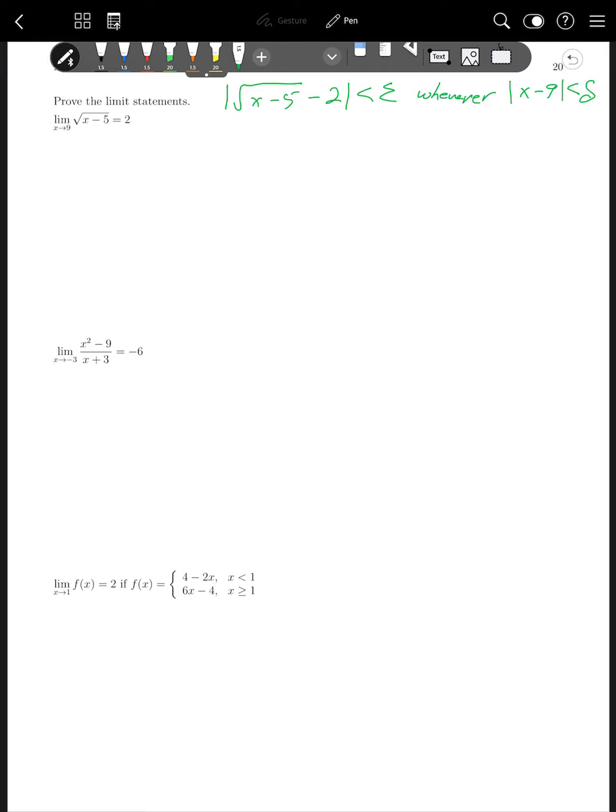So for example here, if we go through this, that's what we're starting with. We've got the absolute value of the square root of x minus 5 minus 2 is less than epsilon. And we're going to look at these problems just like the ones we were doing before. So I can get rid of the absolute value bars. So this is negative epsilon is less than the square root of x minus 5 minus 2 is less than epsilon. And then we're going to add 2 to both sides.